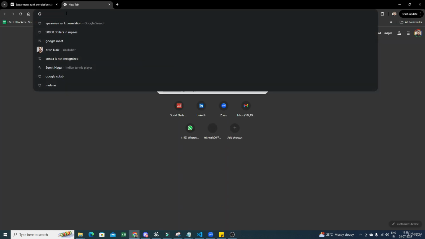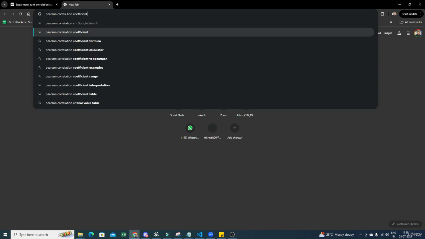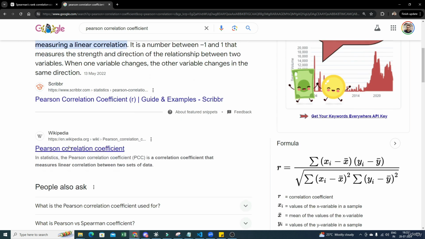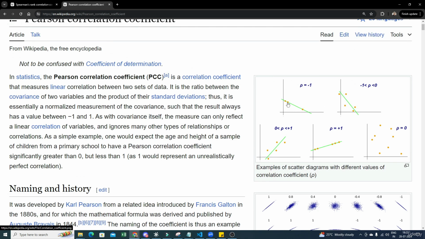Let me write Pearson correlation coefficient, and again go to Wikipedia. Wikipedia is amazing, guys. In Pearson correlation coefficient, let's say all the points are in one line, just like this. It follows a relationship wherein X increases, Y is decreasing. So for this you are getting -1. If my points are scattered here and there, the Pearson correlation coefficient is between -1 and 0.